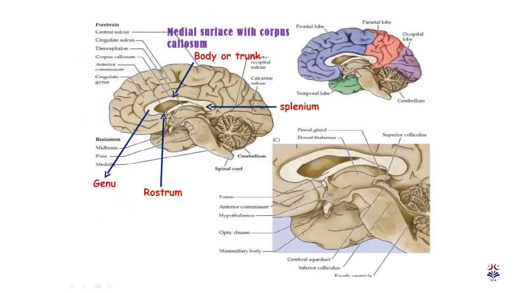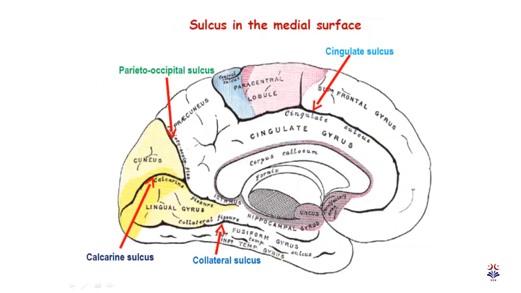In this picture we can again see the different parts of the corpus callosum: rostrum, genu, body, and splenium. This picture also shows the medial surface and different sulci. Here is the calcarine sulcus posteriorly. This is the parieto-occipital sulcus. This is the cingulate sulcus, and below this is the cingulate gyrus, and below the cingulate gyrus is the corpus callosum. Here is the collateral sulcus.